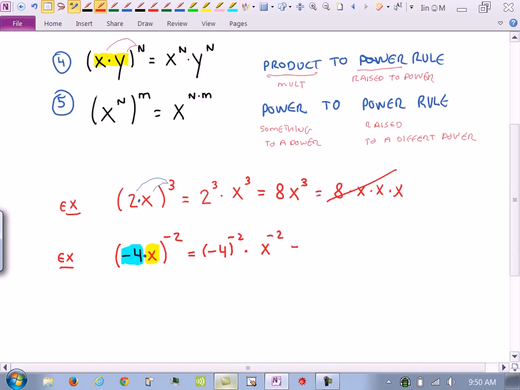Now the next step is to figure out what each of those are. And so this goes back to your homework from last time. If you have something to a negative power, we don't want the negative power. That means we drop it down and make it a positive power. So I have to rewrite that one right here. It becomes 1 over, what? -4 to the +2 times, what does x to the -2 become? 1 over x to the second power.